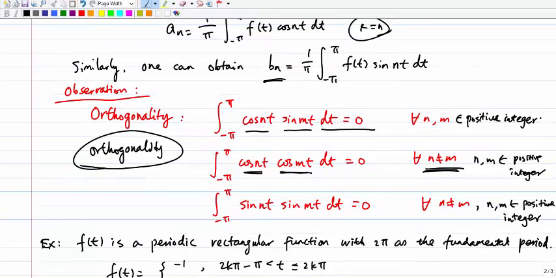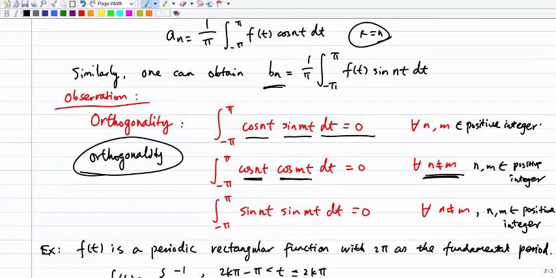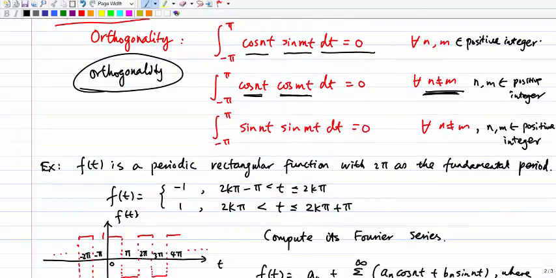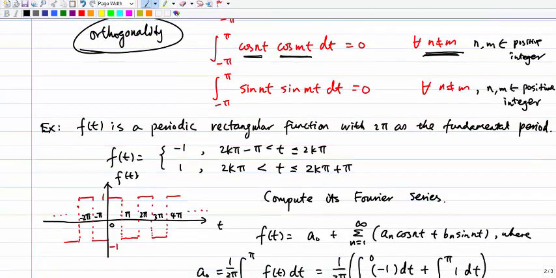Okay, so now we're going to go over one example to show you how we compute the coefficients. In other words, how do I find the Fourier series for a given function with a fundamental period 2 pi? So here, let's assume that ft is a periodic function, a rectangular function with 2 pi as the fundamental period. In particular, ft is given by -1 if t is within 2k pi minus pi to 2k pi, and then ft will be positive 1 if t is within 2k pi to 2k pi plus pi.